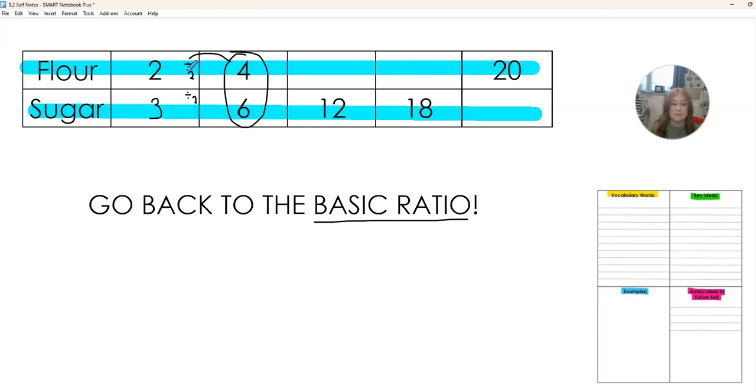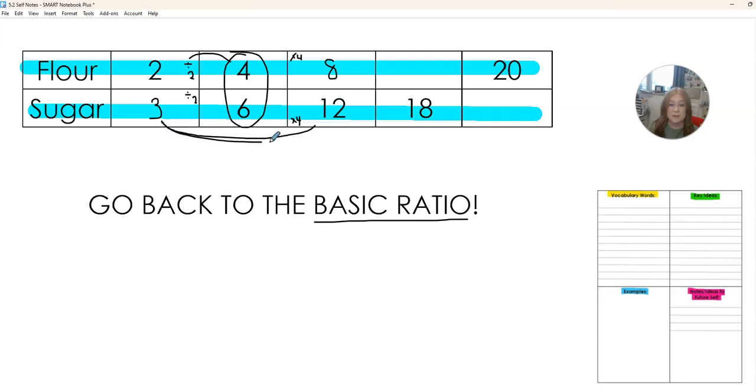So now we're going to use this basic ratio, 2 to 3, and we're going to use that to fill in the rest of them. Notice we're not just skip counting 3, 6, 9, no, it's missing the 9. So we've got to figure out what it is. So we're going to look, how do I get from 3 to 12? 3, 6, 9, 12, that's timesing by 4. So I do the same thing up here. 2 times 4 is 8. So if I have 12 cups of sugar, I need 8 cups of flour.